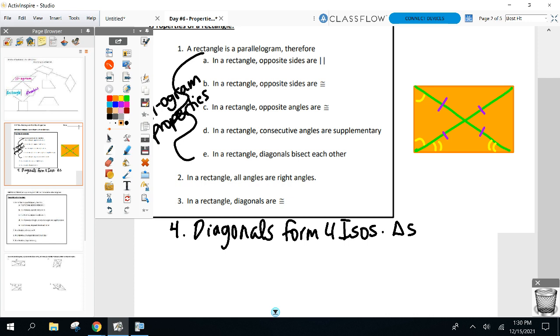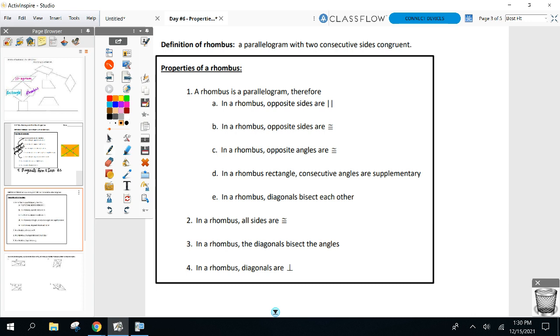How's the rectangle look? All right. Right angles, diagonals are congruent. And then all the parallelogram properties. Anything on the rectangles? Rhombus. Oh, shocker. What's the first 5 properties I have listed here? Oh, yeah. Rhombus has parallelogram properties.